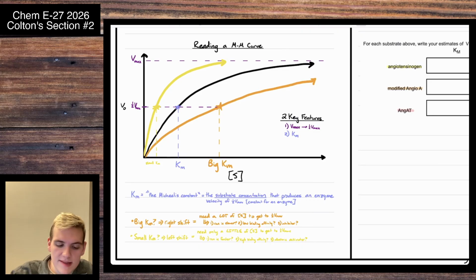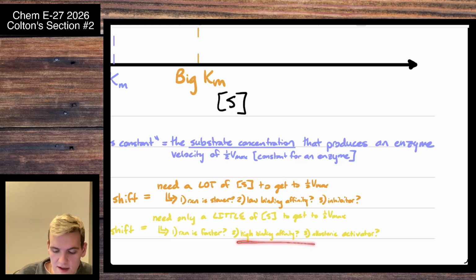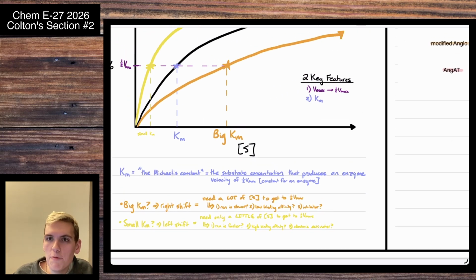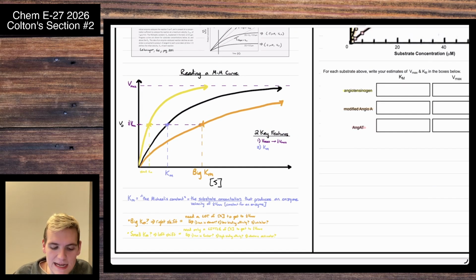And then the flip of it is a smaller Km. With a smaller Km, we need even less substrate concentration to get 50% of Vmax, or half Vmax. So if this was 10, we might only need 5 molar to get to half of Vmax. So this reaction could just be faster, it could have a higher binding affinity, or it could have an allosteric activator. Those are just some options to think about why we might have big or small Kms. But Km for an enzyme is typically how we measure how well binding happens between the substrate and the enzyme. So it's kind of like a diagnostic tool for us.